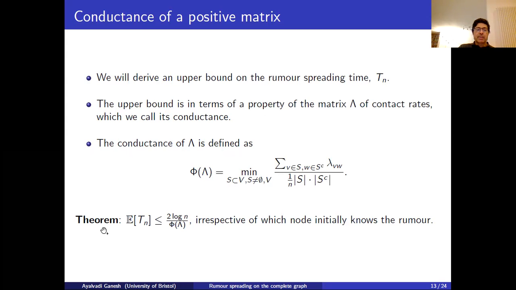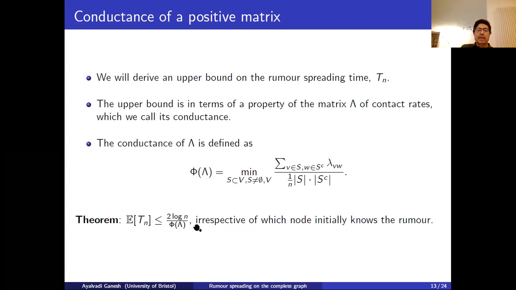Now our main result, which we state right away, and we'll spend the rest of the lecture proving, is the following. The mean of the Rumour spreading time is bounded by 2 log n divided by the conductance. And this bound doesn't depend on which node initially knows the Rumour. You can start the Rumour anywhere, and this is the upper bound on the time for it to spread to everyone.